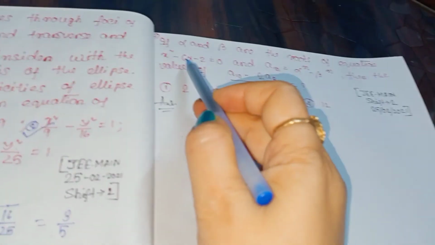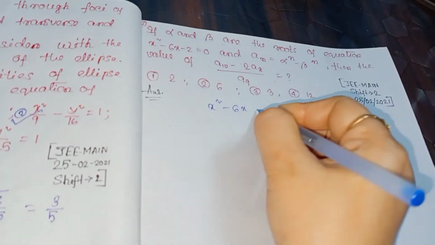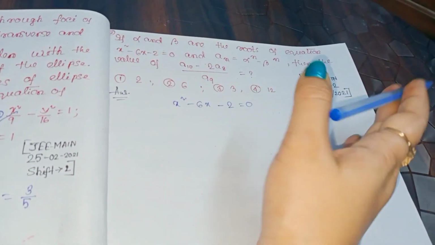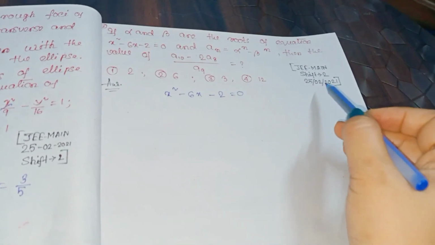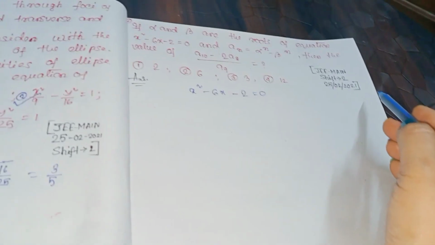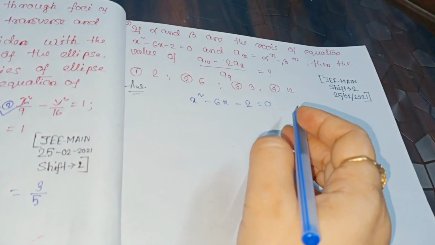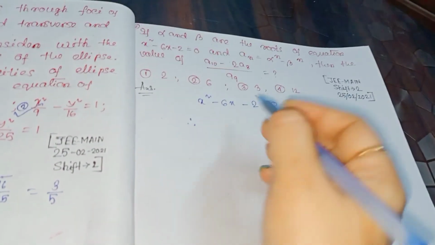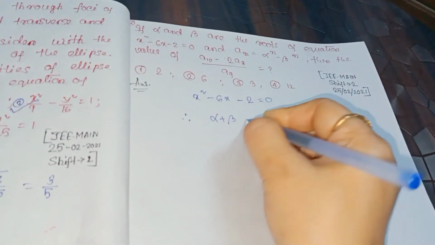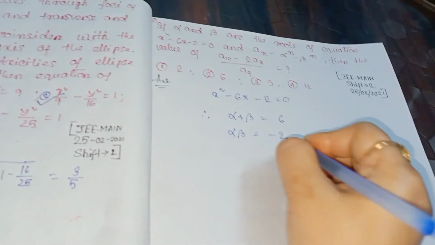The equation given here is the quadratic equation x square minus 6x minus 2 is equal to 0. Once again I tell you, this is a memory based question, and this question is from shift 2, 25th of February 2021. So the given quadratic is x square minus 6x minus 2 is equal to 0. Therefore, if alpha beta are the roots of this equation, we may say alpha plus beta is equal to 6 and alpha beta is equal to minus 2.